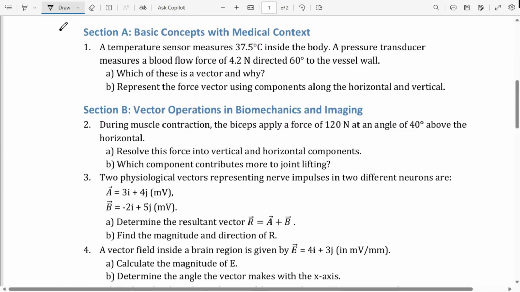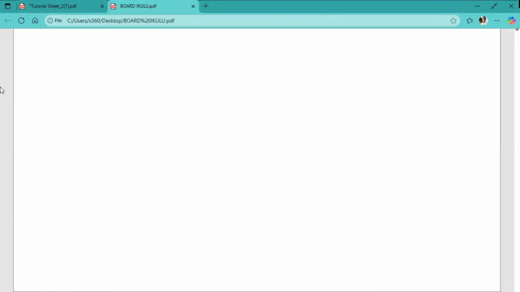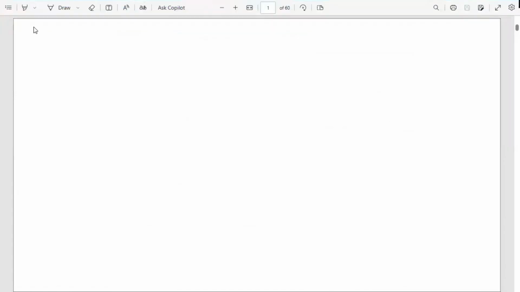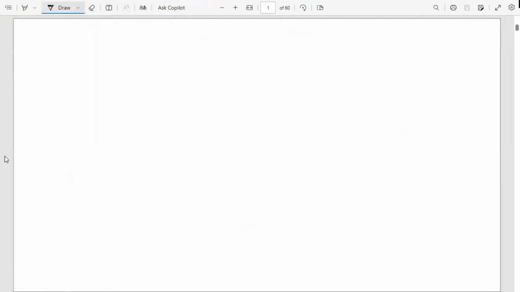But part B is saying represent the force vector using components along the horizontal and the vertical. Since we've identified our force now, what are we going to do? Let's represent it using its components in the vertical and the horizontal axis. So how do we do that? We learned how to convert a vector into its components, or how to resolve a vector into its respective components. If you haven't watched that video yet, you still have a chance. You can go and watch it on my YouTube.